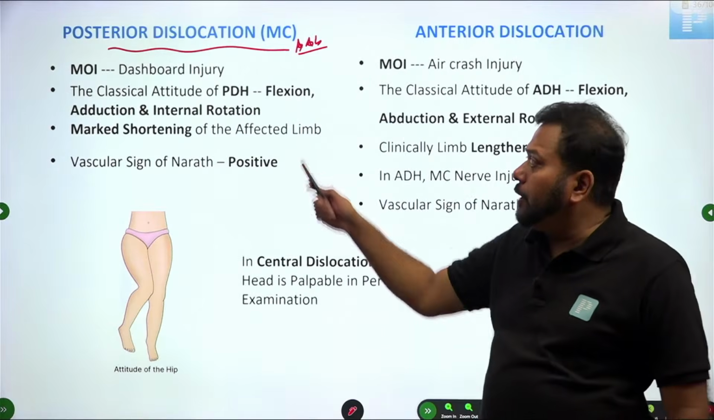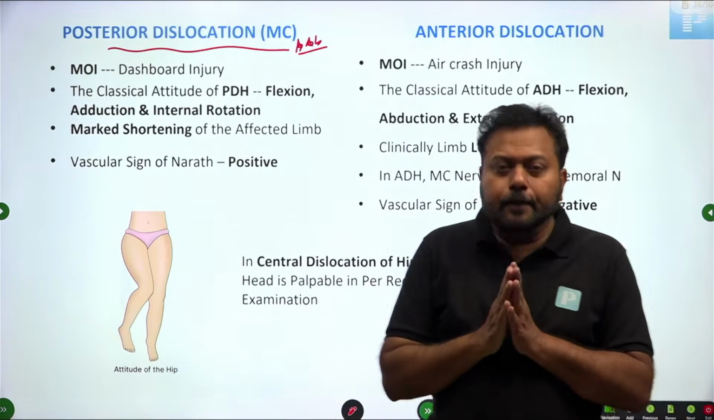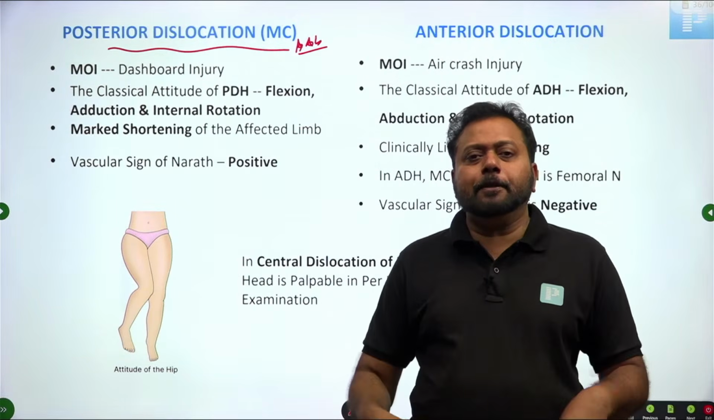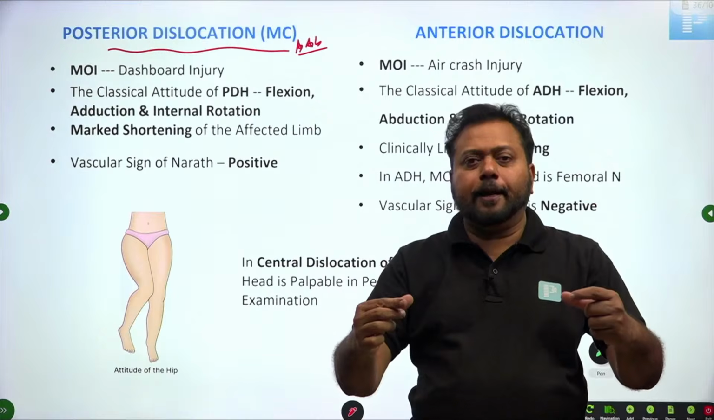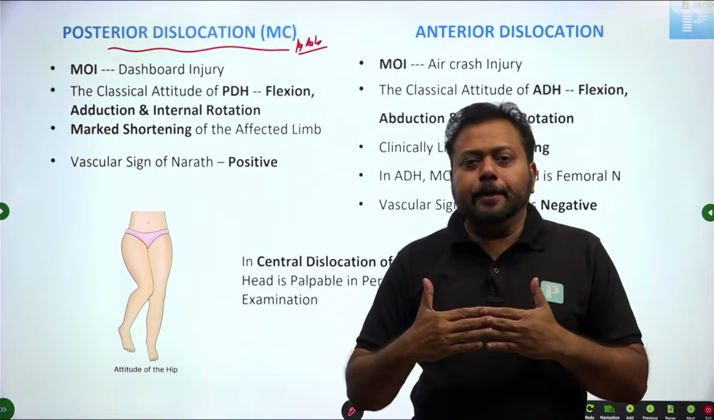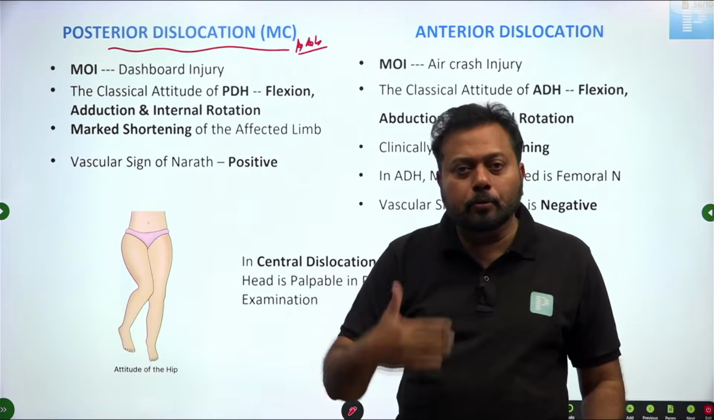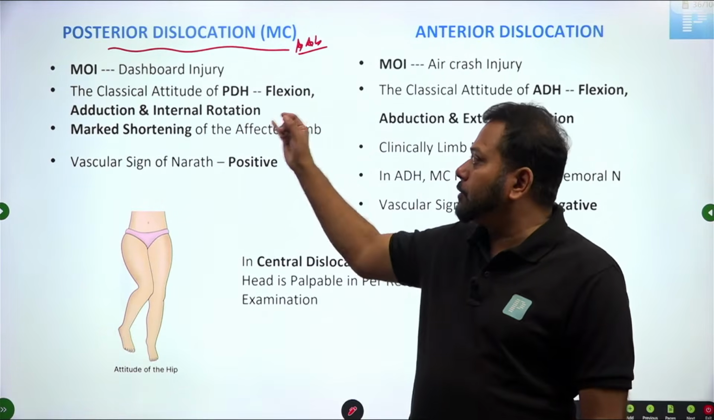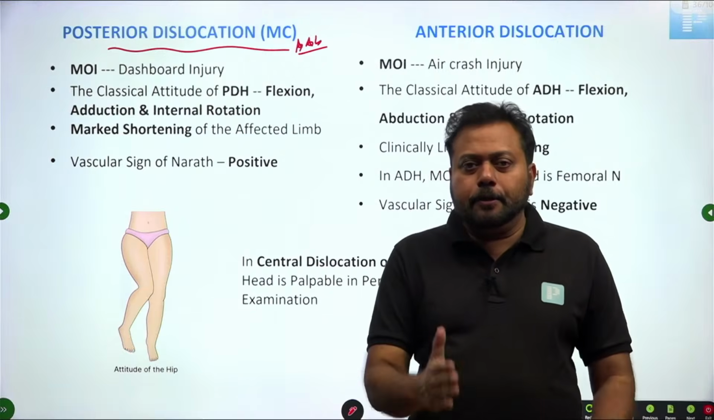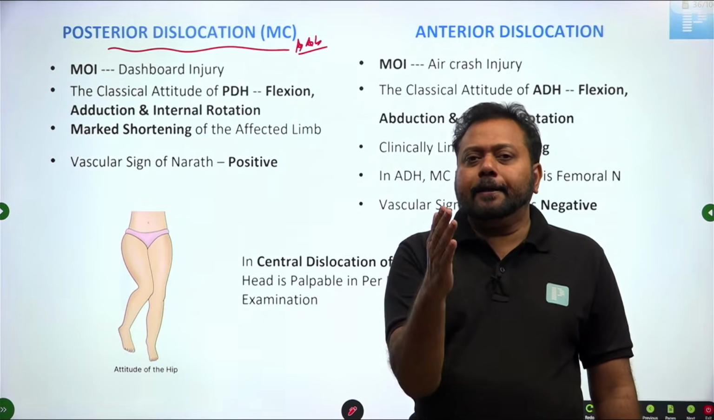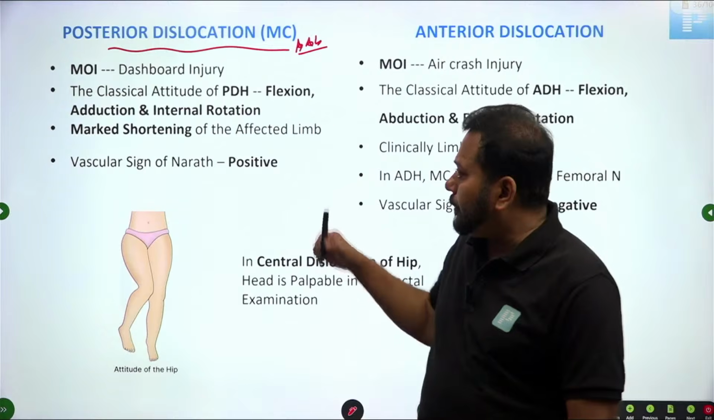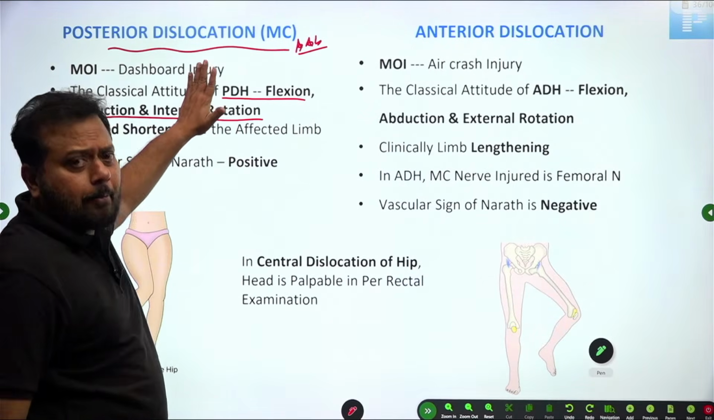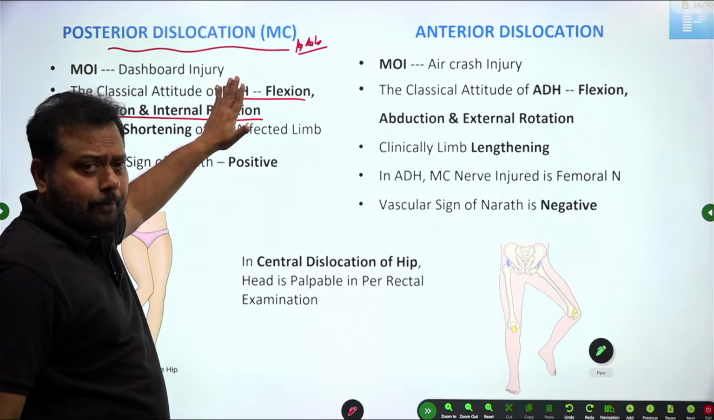Most common injury is called dashboard injury. That is, the patient is sitting in the front seat, not wearing a seat belt. When you sit in a front seat, your hip is flexed to 90 degrees, your knee is flexed to 90 degrees. Collision happens, the knee joint goes and dashes against the dashboard. You will develop posterior dislocation of the hip, and that's the most common mechanism, called dashboard injury. The classical attitude is the hip is flexed, adducted, internally rotated. This is very, very important. This is the maximum number of times repeated question in your FMGE.